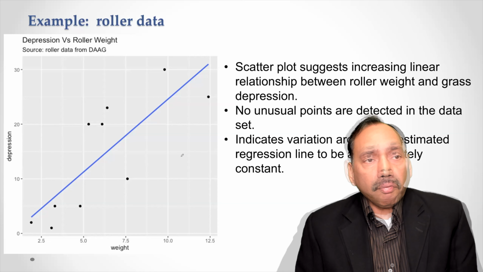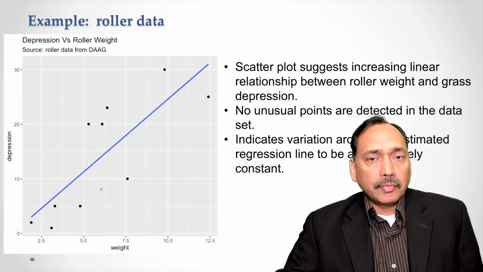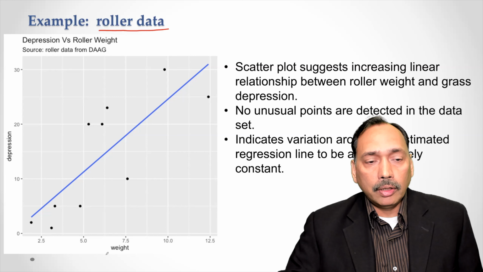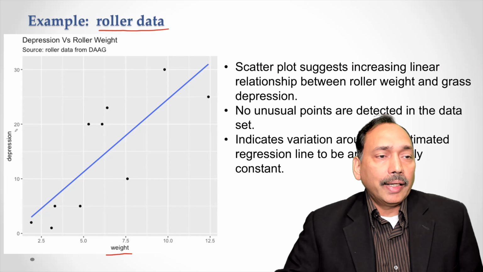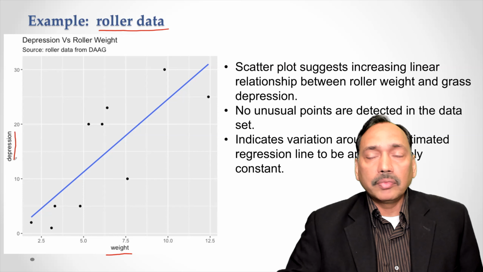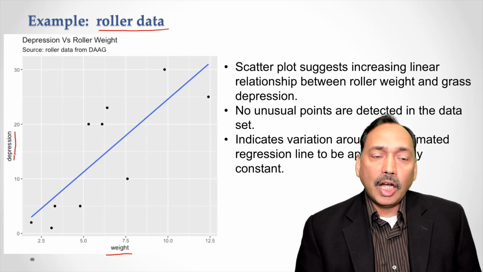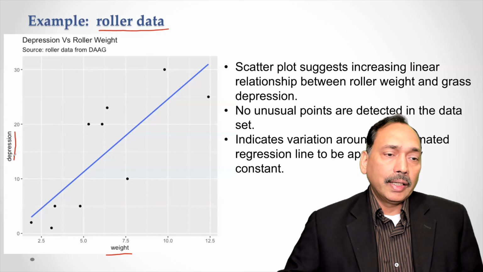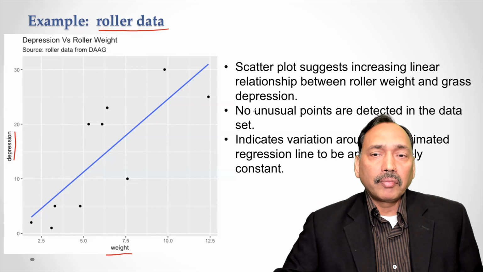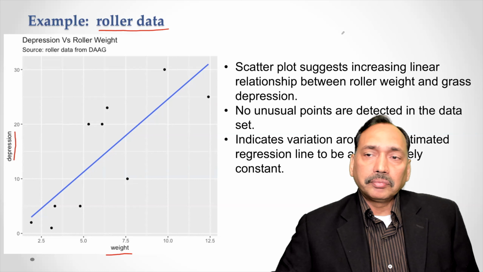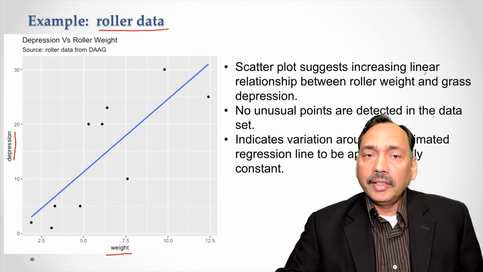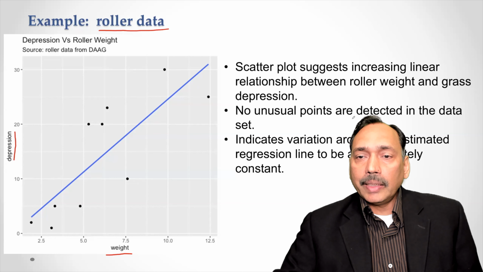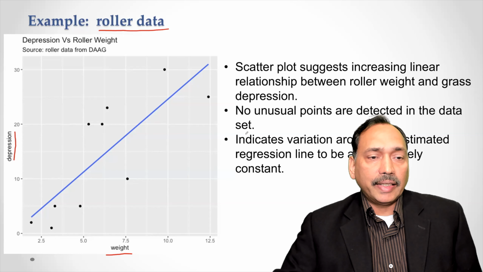So this is one example that we used in one of the classes where we used roller data. We had a variable called roller weight, and the dependent variable was depression on the grass. So how much the roller weighs versus how much depression we get on the grass. If you only look at this scatter plot, we can make some simple observations. Like, the scatter plot suggests an increasing linear relationship between roller weight and grass depression. Also, no unusual data points are detected in this data set.